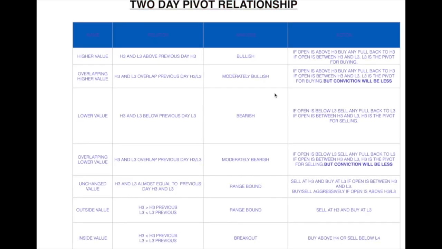Now, I have compiled in the form of a table the various relationships between the previous day pivot, that is Camarilla pivot, and today's Camarilla pivot, in order to take an informed decision. I'm not going to go into the details of this, but I've taken real life examples of these setups, and we will discuss them one at a time. You can read this table in detail when you are leisurely, and you can tally that with whatever I have explained in the subsequent slides. Okay.